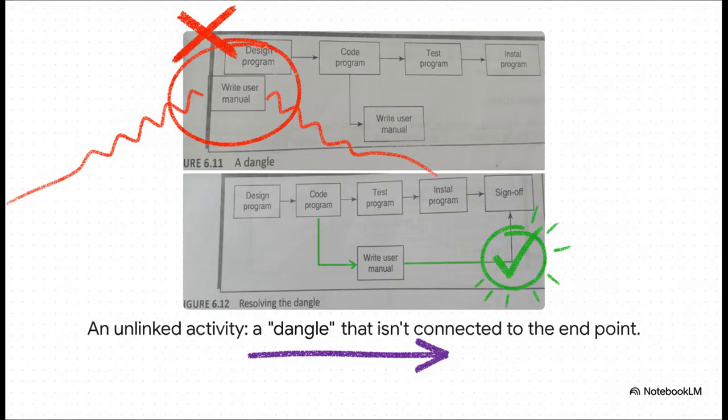And rule number 2, no dangles. A dangle is basically an orphan task. You see it right here. This task is just left hanging. It's not connected to the project's finish line. And you have to ask yourself, if a task doesn't connect to that final project complete milestone, then why is it even in the plan? Every single activity has to lead to that end goal.